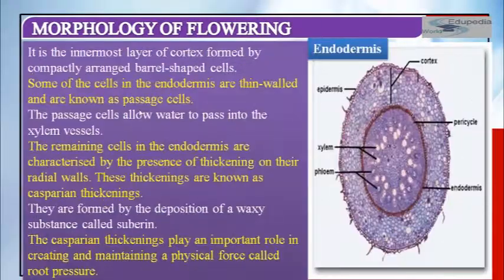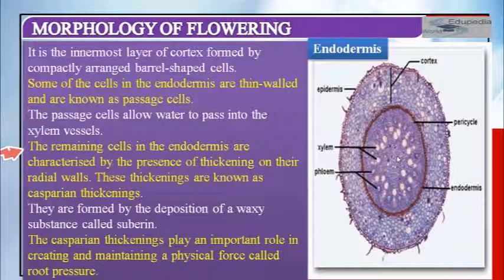Okay, now comes the innermost layer, which is endodermis. So this is your endodermis, this one. It is the innermost layer of the cortex, which is formed by compactly arranged barrel-shaped cells. Some of the cells in the endodermis are thin-walled and are known as passage cells, students. The passage cells allow water to pass into the xylem vessel, as I told you.